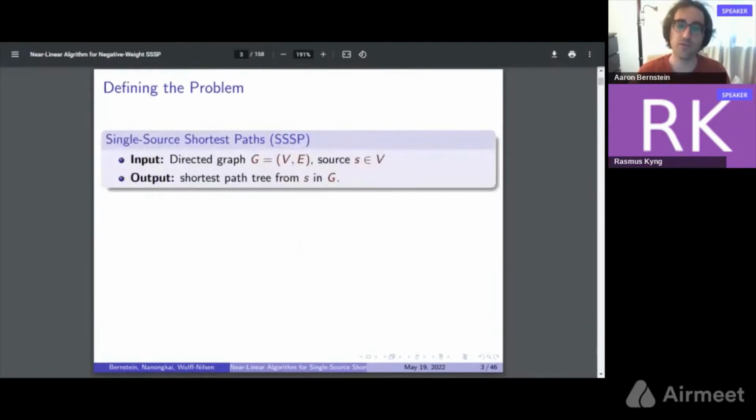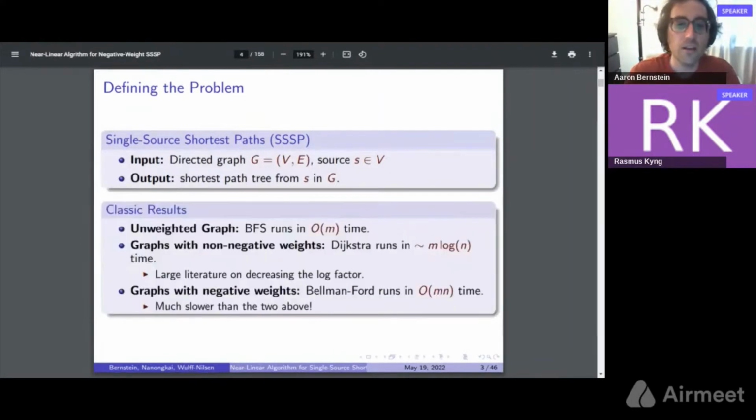Okay, so let's start by introducing the problem. Classic problem: you have a graph and a source, and you want to compute a shortest path tree from the source. There are the classic algorithms for this. The main takeaway is that if the graph is unweighted or has non-negative weights, this problem is easy. But once you introduce negative weights, the problem gets much, much harder.